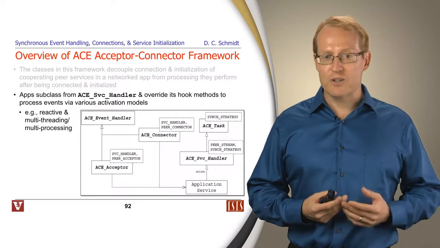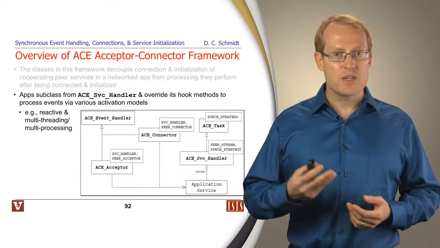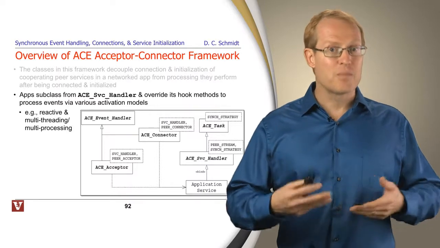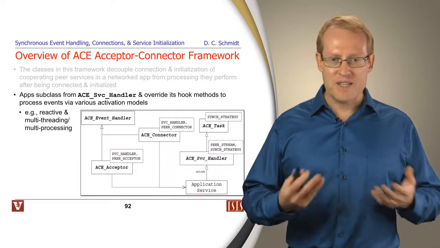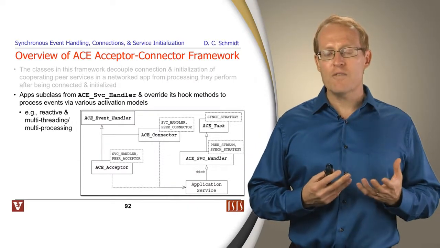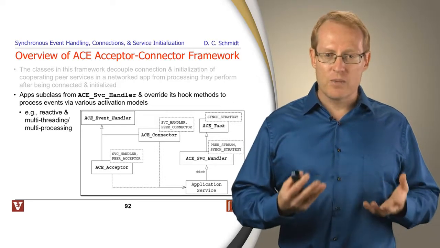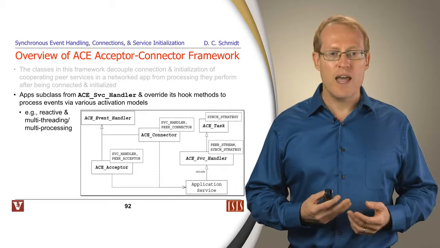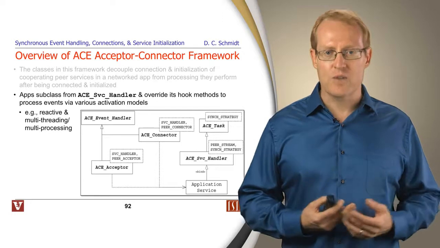In the Acceptor-Connector framework, applications will typically subclass from the ACE service handler base class. The ACE service handler class itself is actually a subclass of other classes, as we'll talk about. It inherits from things like ACE task, which inherit from other parts of ACE we'll get to later. When you inherit from a service handler, there are certain methods you typically override in order to clean up the service handlers when they go away. You also typically override some methods having to do with how you activate the service handler.